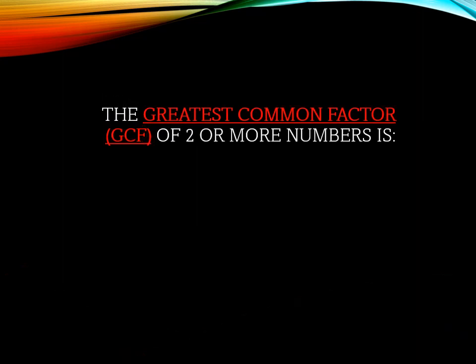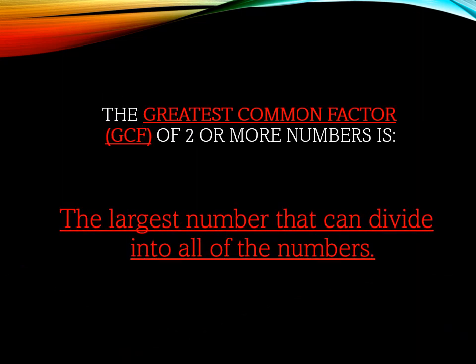Now, the greatest common factor of two numbers or more is the largest number that can divide into all of the numbers given.